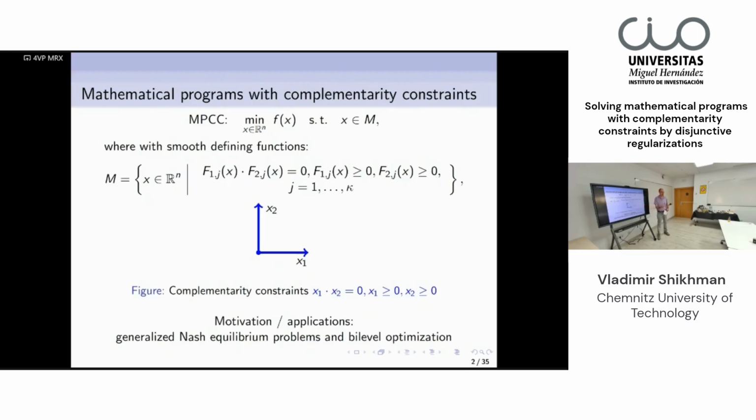So if f1 is x1 and f2 is x2, then you have a typical set, an L shape. This is non-smooth, of course, at the point 0. And as you know, in motivating applications, if you write the KKT condition of a problem, you get complementarity constraints of a particular type, where f1 and f2 are particular. But let us study this class of problems with any smooth f1, f2.